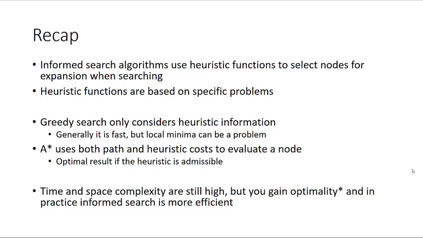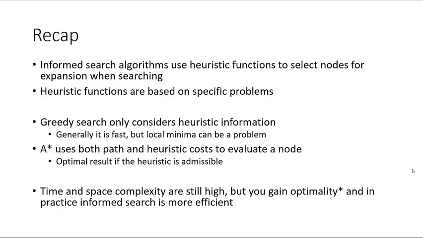And so just to recap, informed search algorithms take advantage of heuristic functions whenever they're trying to select nodes for expansion during the searching process. Heuristic functions are going to be based on the specific problem, so a heuristic function for one problem won't necessarily migrate over to another problem and work well. You may have to design them based on the problem that you're trying to solve.